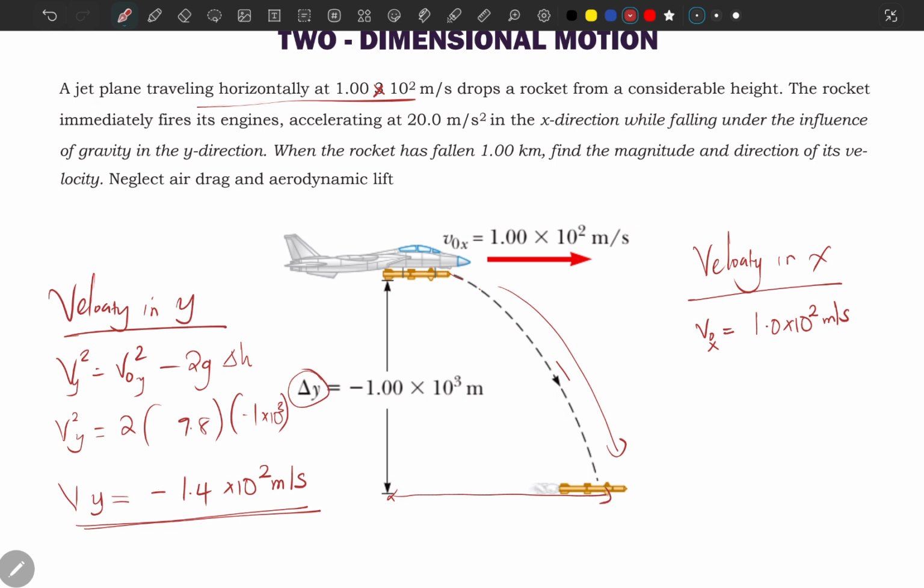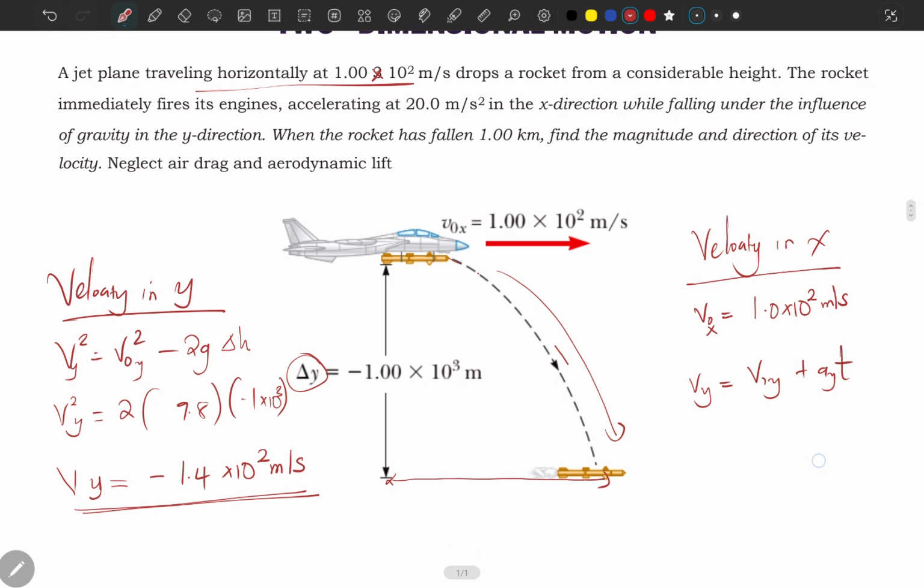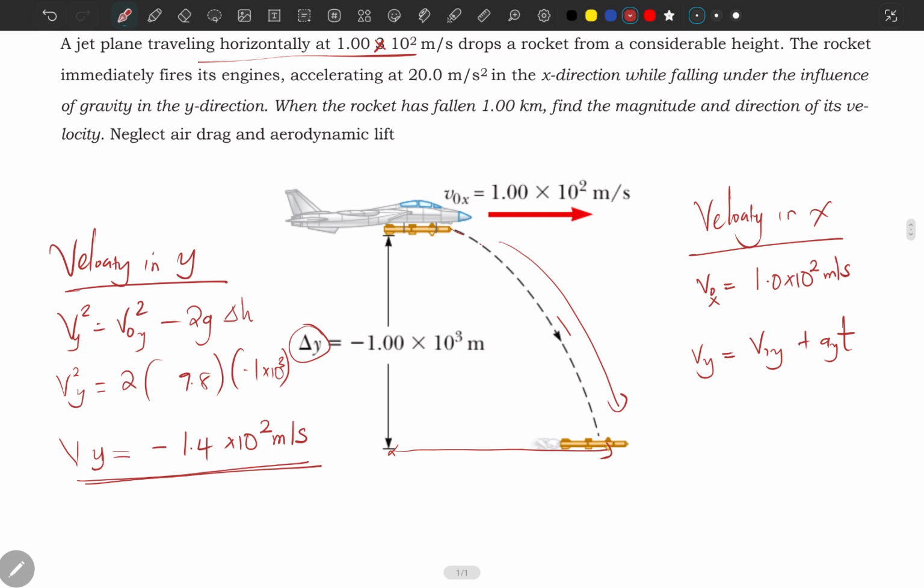We first need to find the time it takes for this object to drop all the way to there. Of course, we're going to use the y component velocity. We know that the y component velocity is v0y plus a_y t. We look for the time it will take to fall from there to there. That's what we need, because that time is going to help us find the final velocity now in the x.